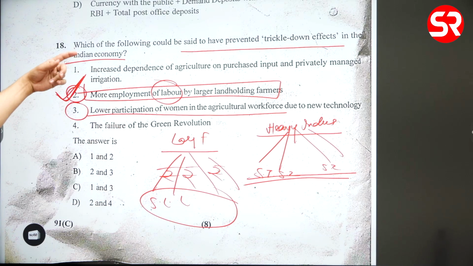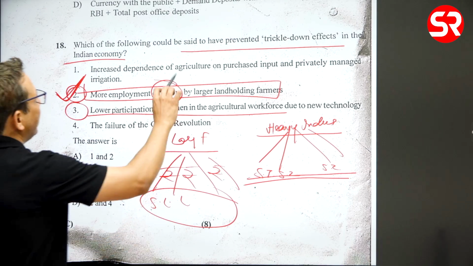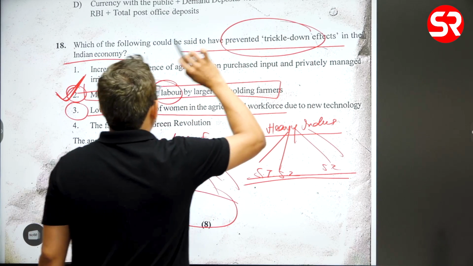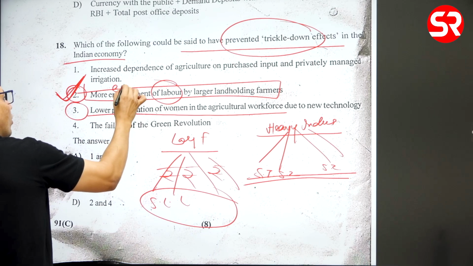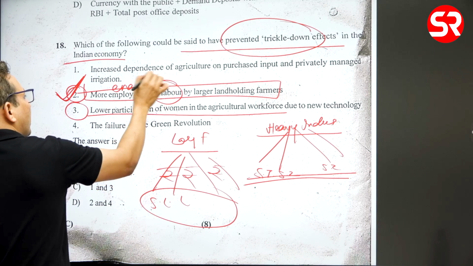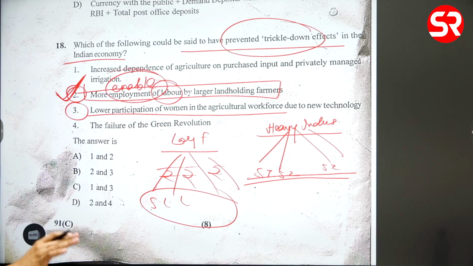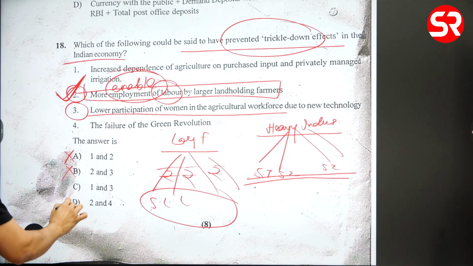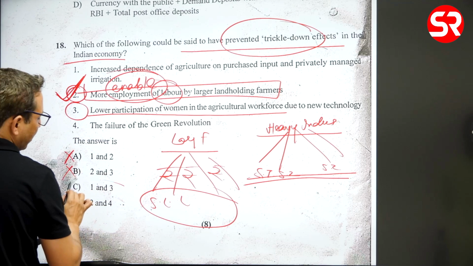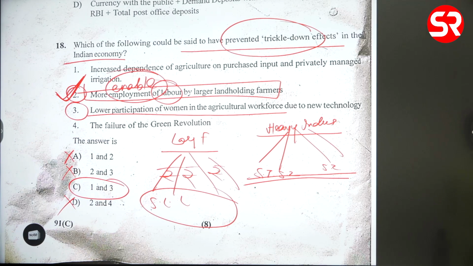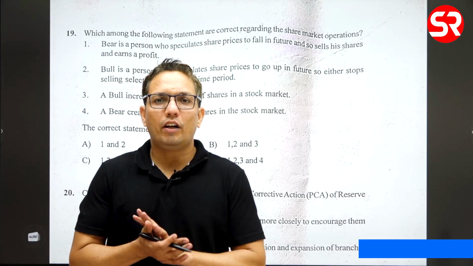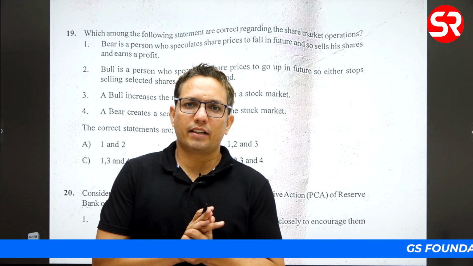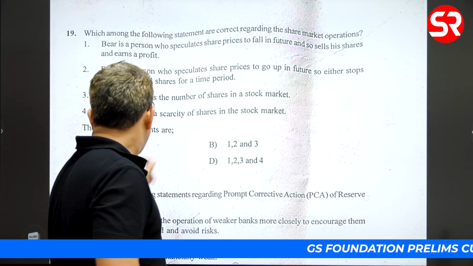So what could have prevented it? Obviously, the second will not be preventing. The question is, what will prevent the trickle-down effect? The second will actually enable it. So all those options which contain the second will be wrong. 1 and 2 is wrong, 2 and 3 is wrong, 2 and 4 is wrong. The correct answer is 1 and 3. Now let's move to the next question. The next question is regarding the stock market. Let's see what the question is.